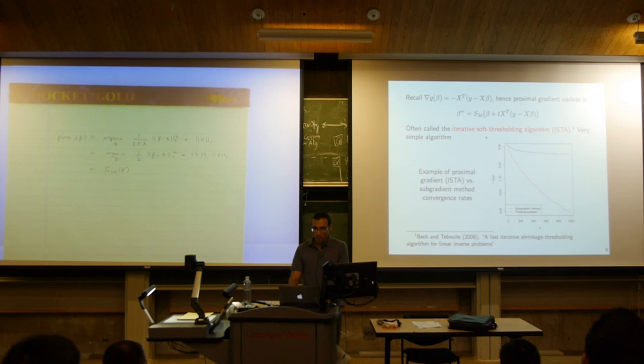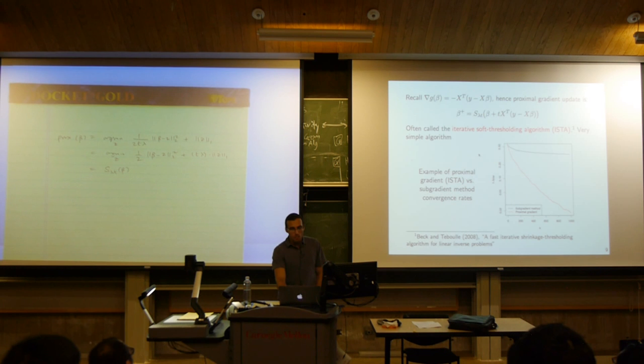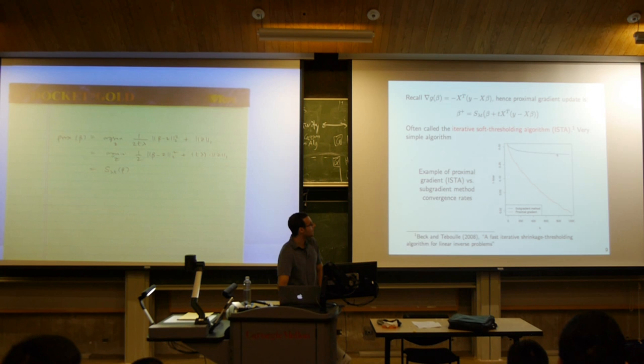This is often called ISTA, if you read about this in the literature. It was proposed by Beck and Teboulle in 2008 when proximal gradient was kind of revived in some sense. Although proximal gradient itself is a much older algorithm, they applied this to a class of problems with a smooth function plus an L1 norm, and they called this the iterative soft thresholding algorithm, or ISTA. Here's an example of how it performs compared to the subgradient method, and the comparison here is really fair, because each step of the subgradient method and each step of proximal gradient are about the same computationally in terms of expense. I'll let you write out the steps for the subgradient method for the lasso as an exercise. You can see that they're not any more expensive than this, but we get much faster convergence with proximal gradient.